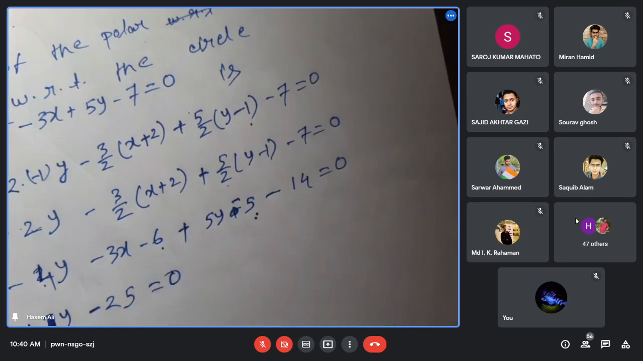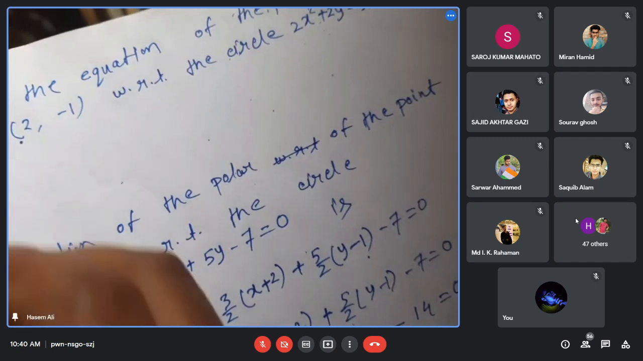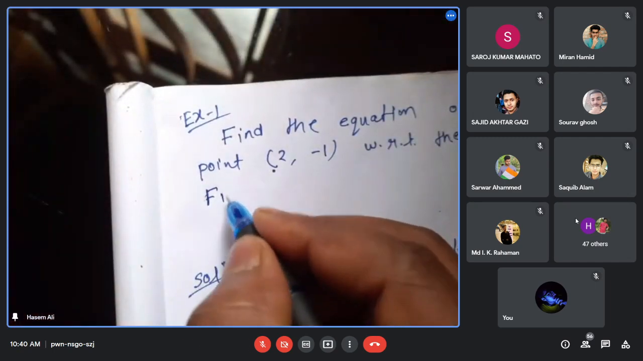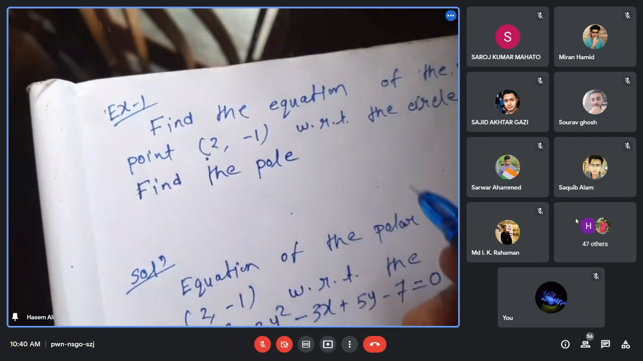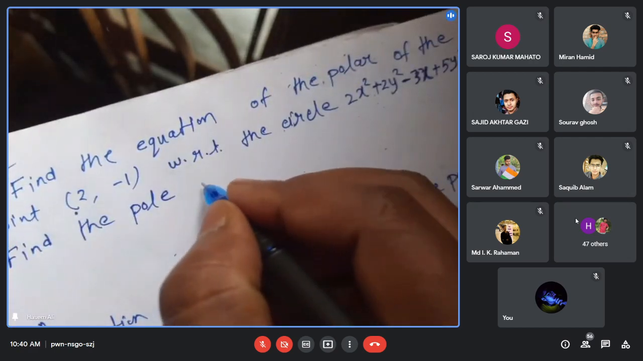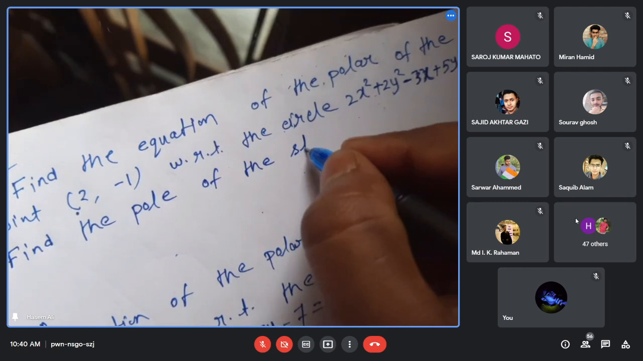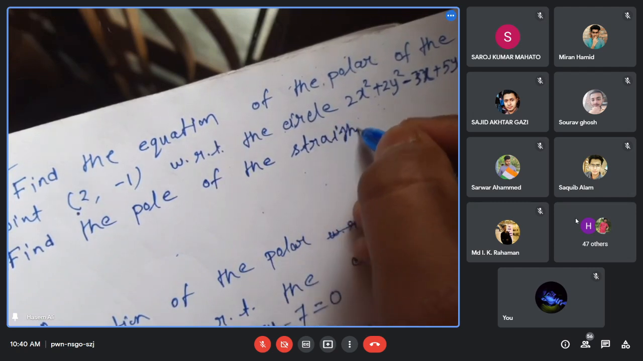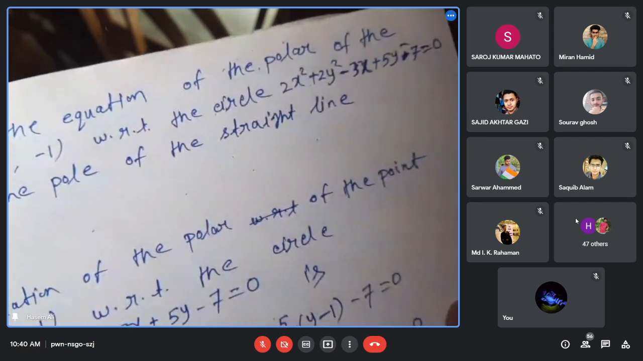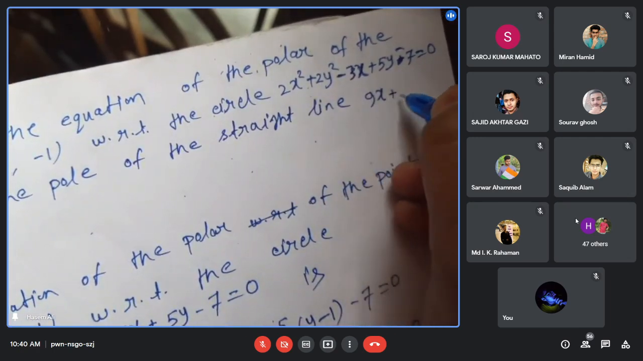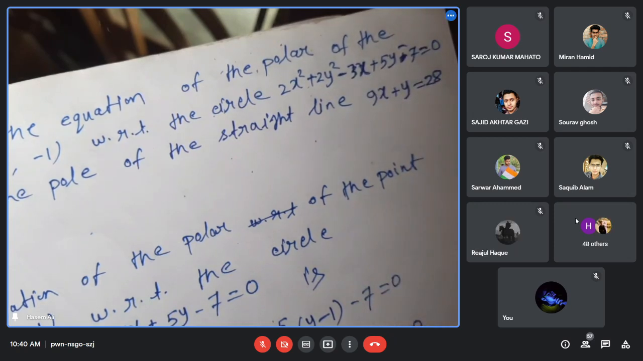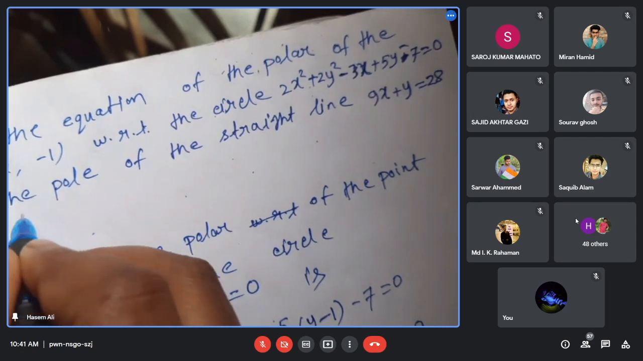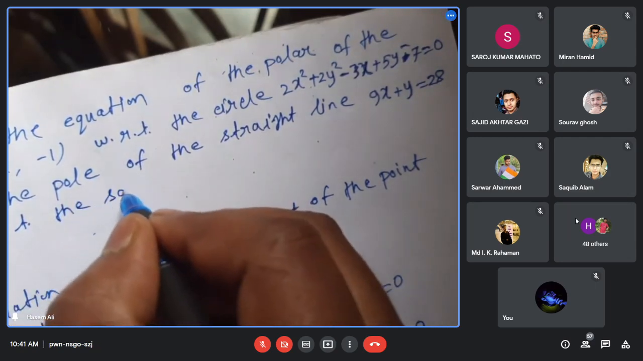Equals 0. There is another part. Find the pole of the straight line 9x + y = 28 with respect to the same circle.